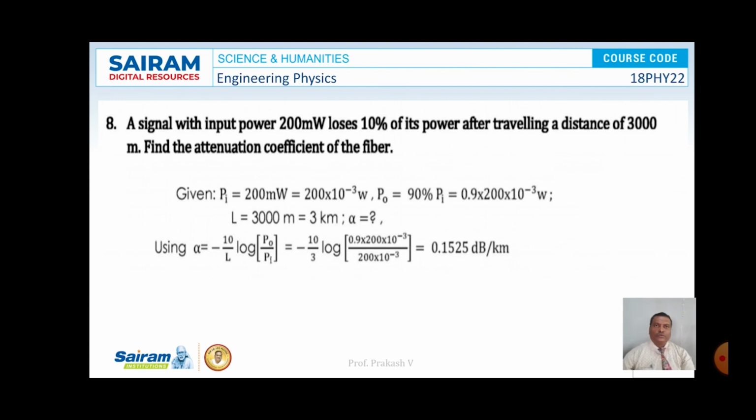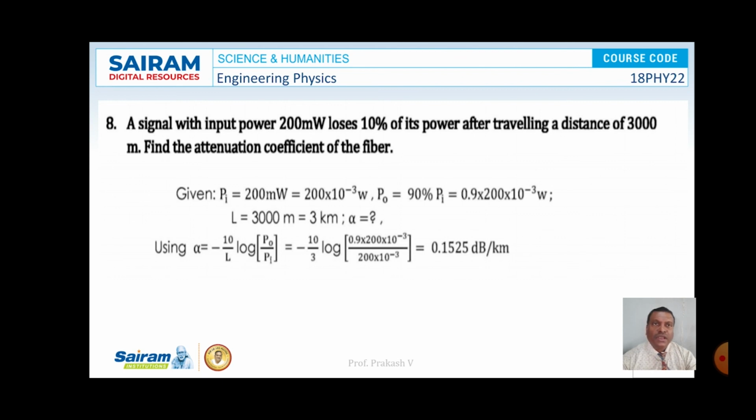And here is one more problem, that is a signal with input power 200 milliwatt loses 10% of its power after traveling a distance of 3000 meters. Find the attenuation coefficient of the fiber. So Pi is 200 milliwatts, and then P naught is 90% of Pi, that is 0.9 into 200 into 10 to the power minus 3 watts, and L is 3000 meter or 3 kilometer. So what is the value of alpha?